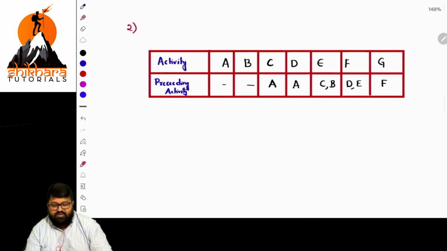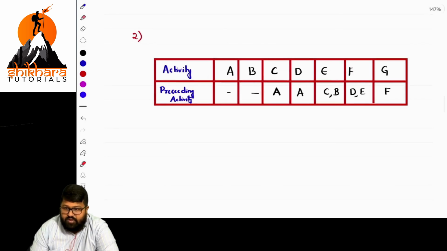Next. So try to do this one. You try to do this once. Pause the video here and try to solve that. If you are done, we will go to the further levels.